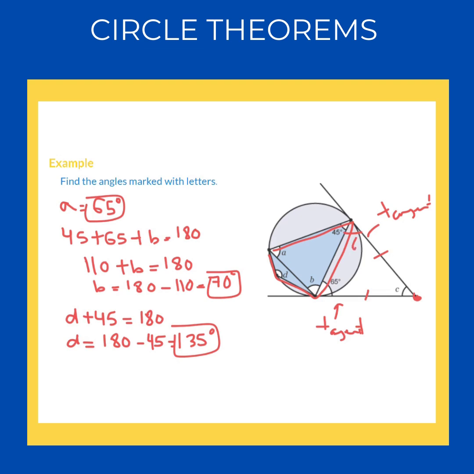So this is 65. Now how can I find C? 65 plus 65 plus C is equal to 180 degrees. So 65 plus 65 is 130. So 130 plus C is 180. So C is equal to 180 minus 130, which is 50 degrees. So A is equal to 65, B is equal to 70 degrees, C is equal to 50 degrees, and finally D is equal to 135 degrees.